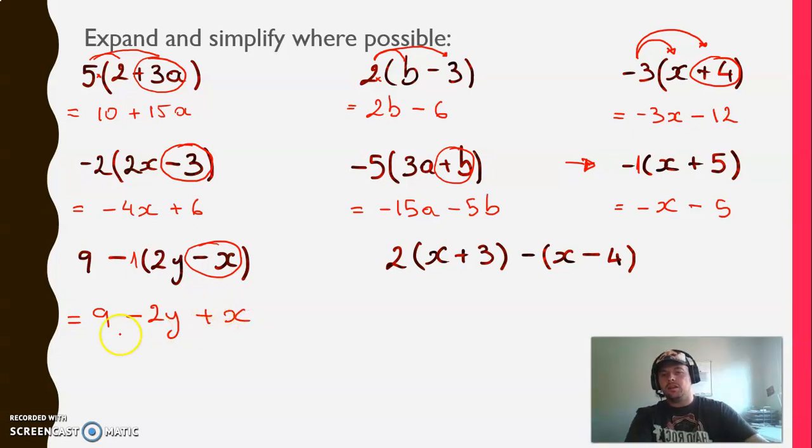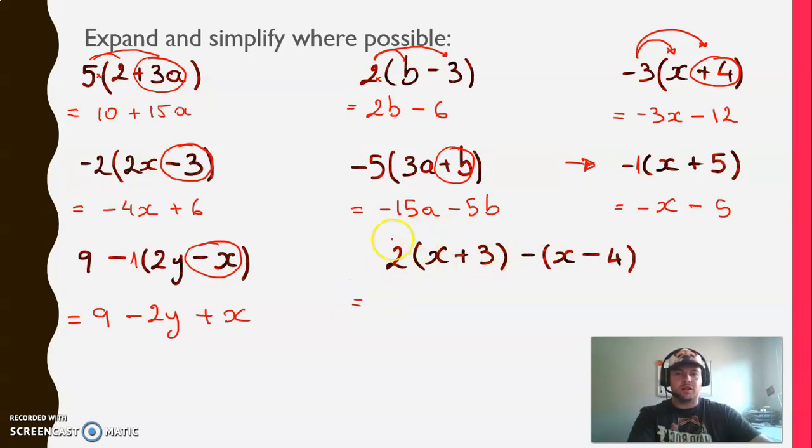Okay, now you have two terms here, so you might as well just check. That's a number on its own, that's y, and this is x, so there are no like terms, therefore we can stop there, we can't simplify it further.